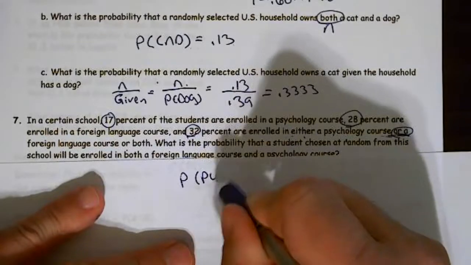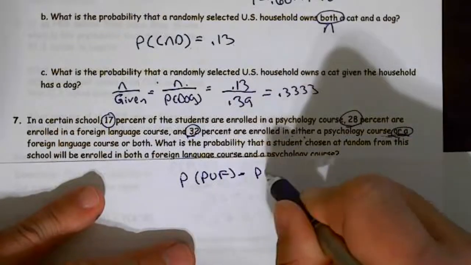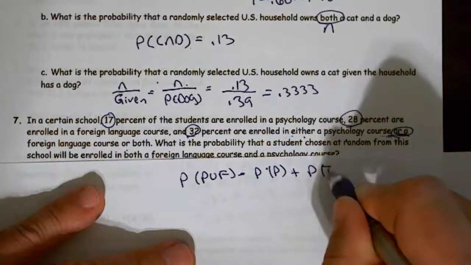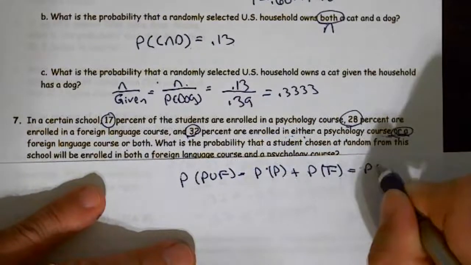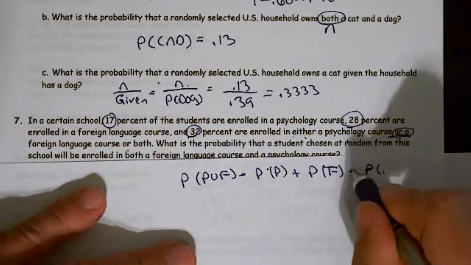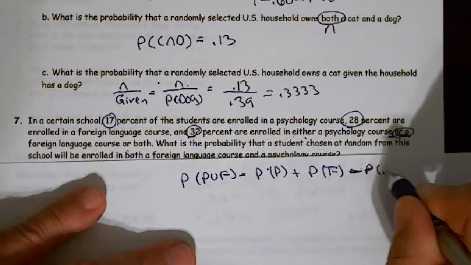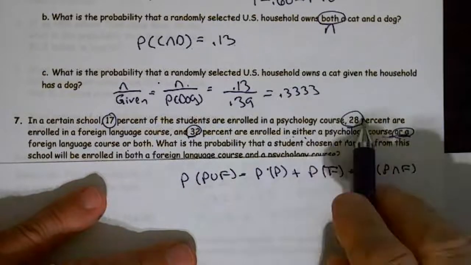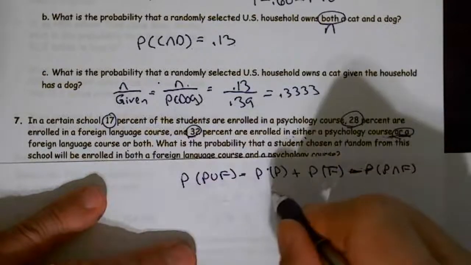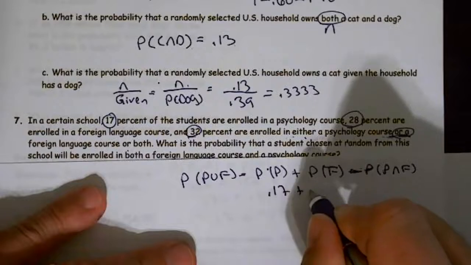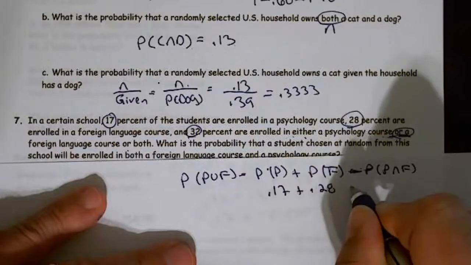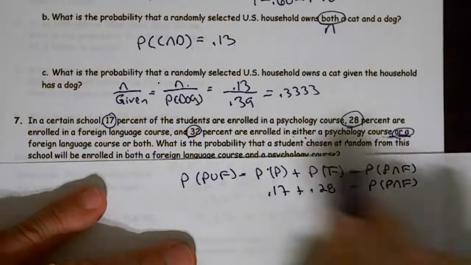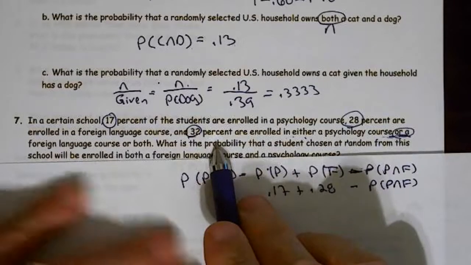So the probability of psych union foreign language equals the probability of psych plus the probability of foreign language minus the probability of psych and foreign language. So 17% are enrolled in psychology, 0.17, and 28% are enrolled in a foreign language. And 32% are enrolled in both.